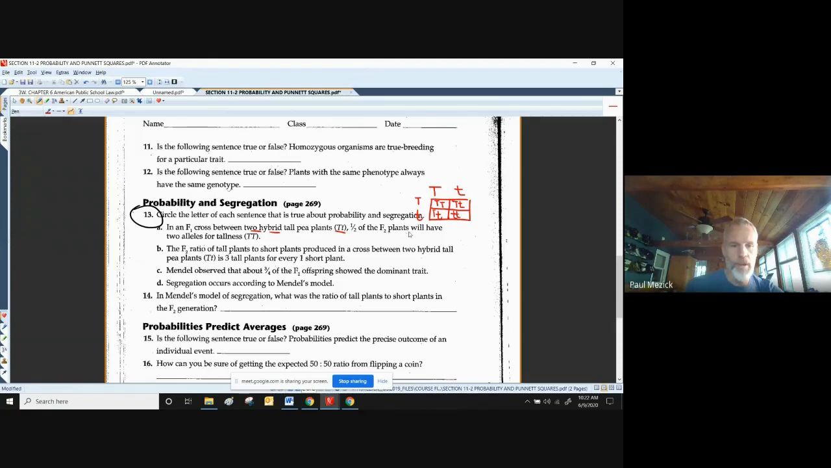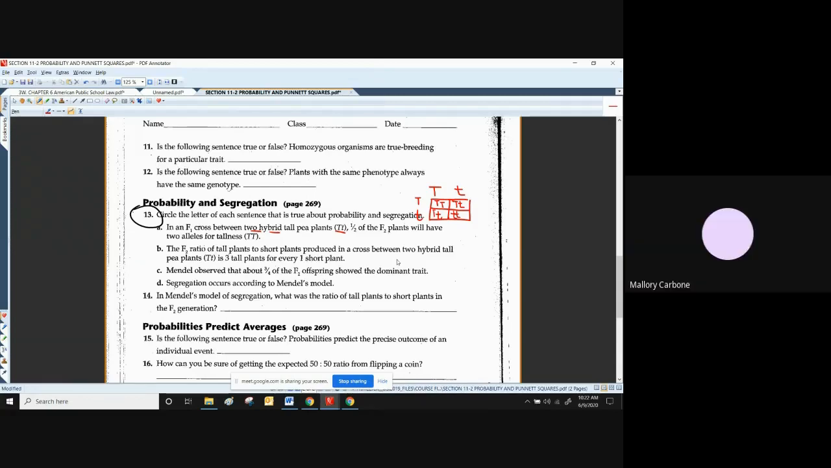Half of the F2 plants will have two alleles for tallness, capital T, capital T. Well, I don't see anything here that has two capital T's except for the first one. So half of the F2 plants, that's not true. So you know it can't be A. I'm just pointing out how you go through each of those choices. Do you see why it's not A? I see why it's not the capital T, but why?